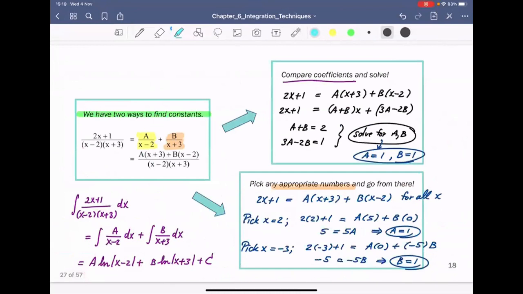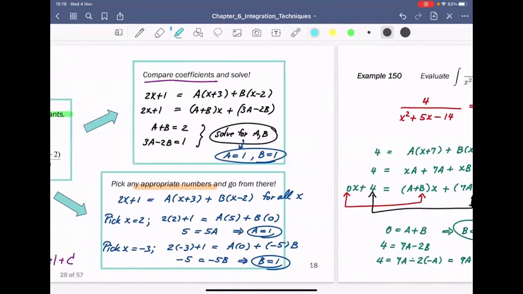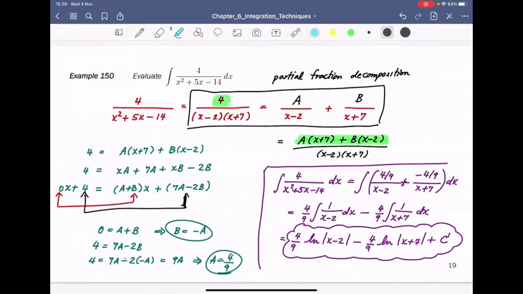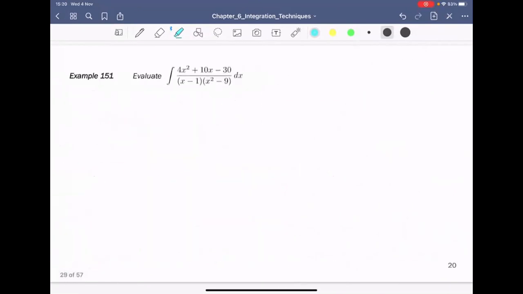All right. Last time we learned how to find the constants. Once you set up the partial decomposition, you can find the constants in 2 ways: compare coefficients or find the appropriate number. And after that, we did example 150, where I showed you how to do the basic partial fraction. We're going to go to a little more complicated example today, starting from example 151. All right, so let's do it.